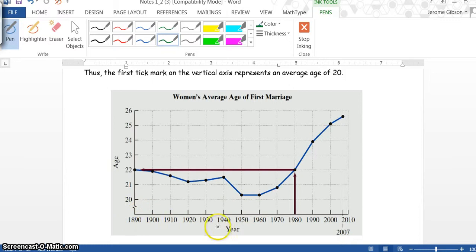If you look here, if we went to the year 1980, we would need to go up here from 1980. We will go up to where this point is plotted. And if you notice, this lines up directly with age 22. So this is basically saying that the average age of a woman's first marriage in 1980 was the age of 22. Now, if we went here to 1990, you go up here to this point, it lines up with the age of 24, and so on.